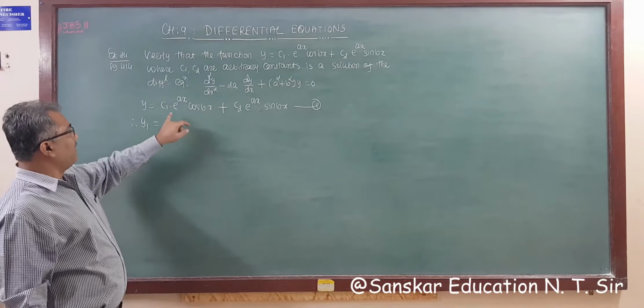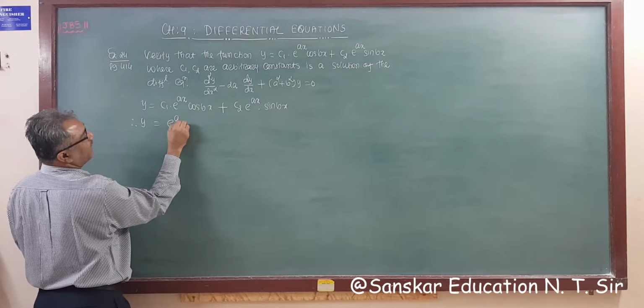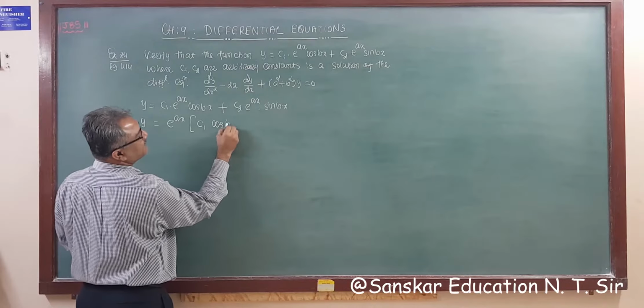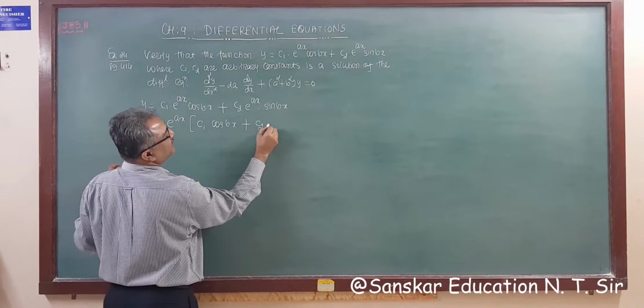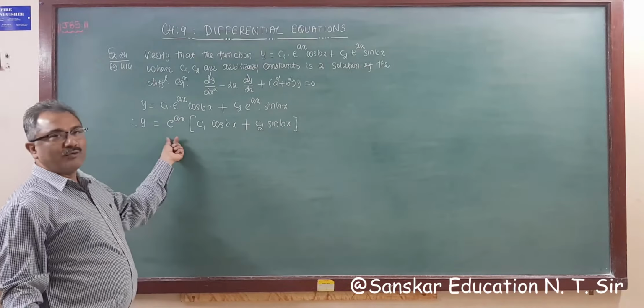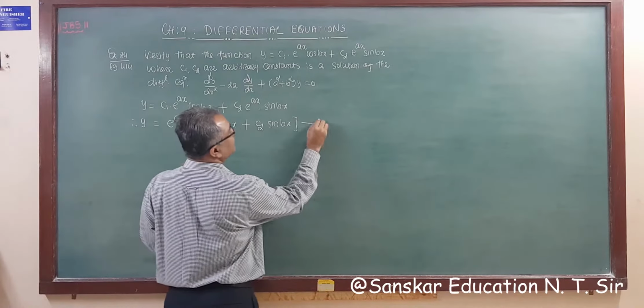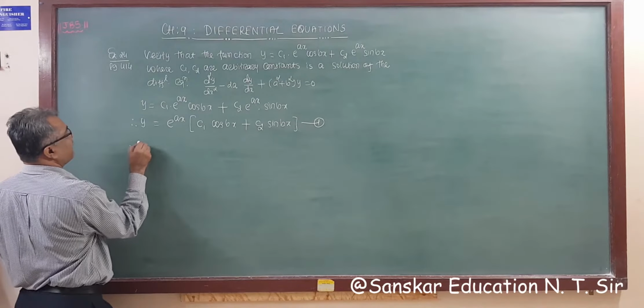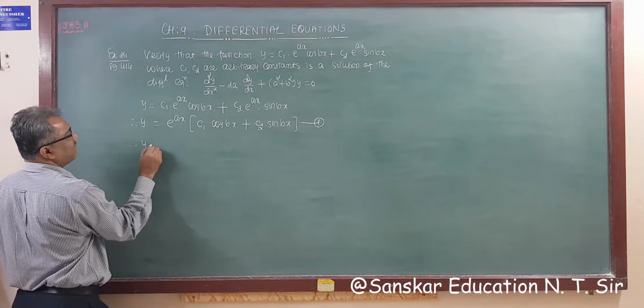Now I'm taking, but before that, I want to take e raised to ax common for simplicity. So e raised to ax is common, and the remaining will be c1 cos bx plus c2 sin bx. If we take this common, then we get the answer early and easily. Say result number 1.